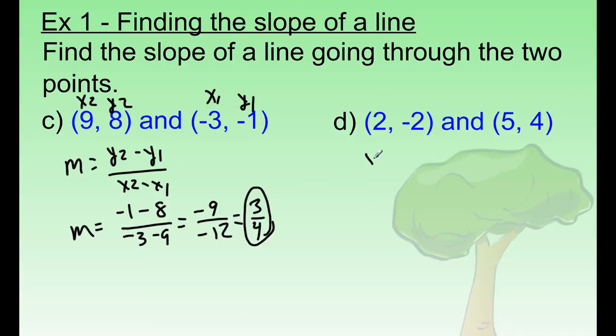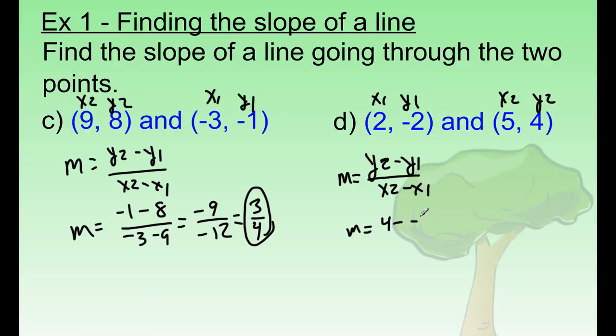Letter D, m equals y2 minus y1 over x2 minus x1. All right, and so x1, y1, x2, y2. 4 minus negative 2, 5 minus 2. These types of problems, it's really important to know your integer math pretty well, your adding and subtracting especially. 4 minus negative 2, keep, flip, change, becomes 6. 5 minus 2 becomes 3, and that equals a slope of 2.